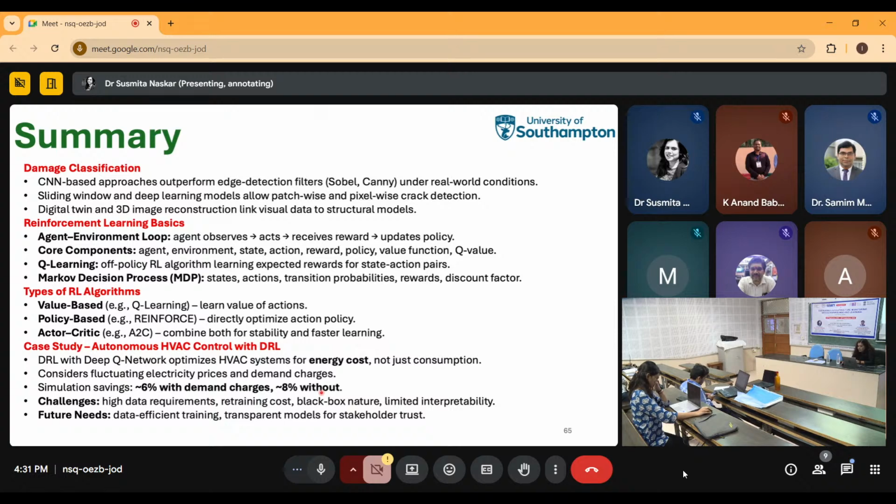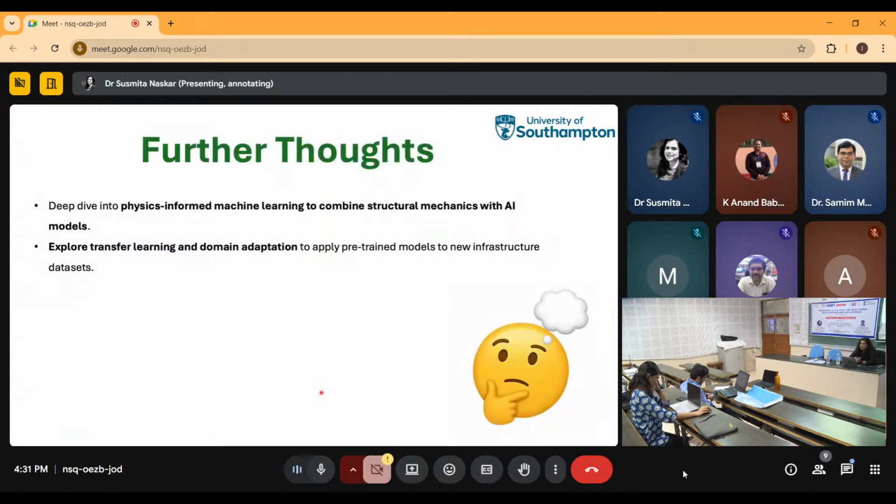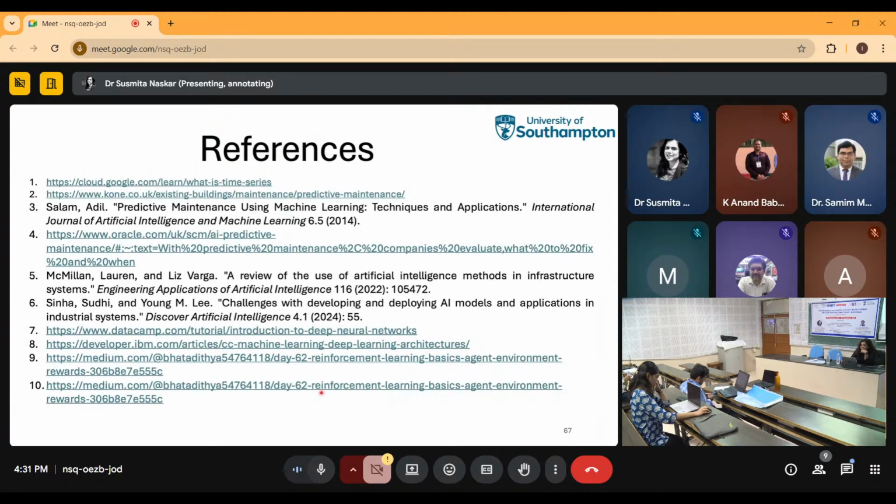With this, I will say that we will end this lecture, and I will ask you to think about physics-informed learning, to combine structural mechanics with AI models, and also try to understand transfer learning and domain adaptation to apply pre-trained models to infrastructure. Before we end the class, these are all the reviews, or all the papers, which we have followed in the lecture. If you are interested, please go through one of these. This is definitely not the tabular one. The tabular ones are not included here; those you can refer to from the tabular itself.